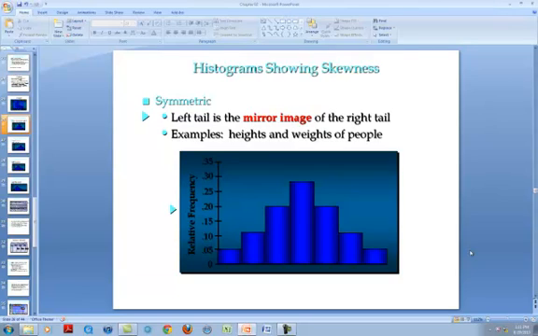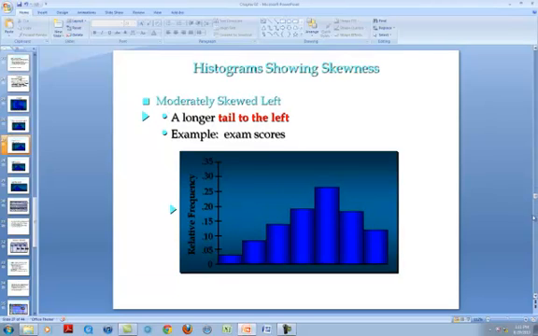But not all histograms are symmetric. Consider this. There is a tail to the left, and this is what's called a moderately skewed left histogram. One example is test scores. Most scores would cluster between 70 to 100%, and there would be fewer with very low scores.